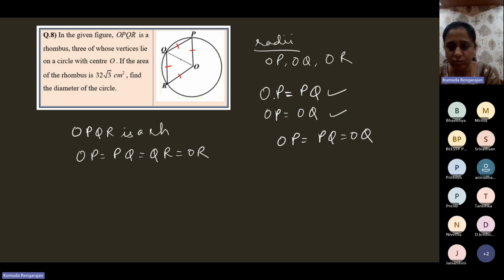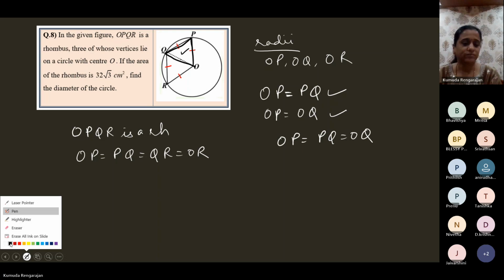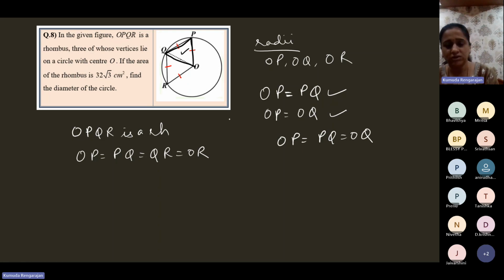Because OP is equal to PQ and OP is equal to OQ, that means all the three are equal. OP, PQ, and OQ are equal. So if OP is equal to PQ is equal to OQ, that means this triangle is an equilateral triangle because all the three sides are equal. Now do the same thing to the other triangle.